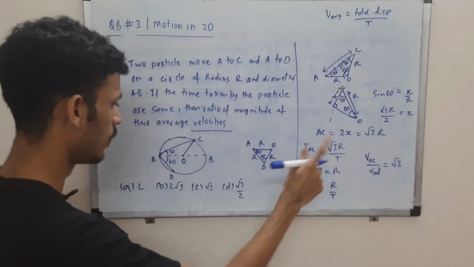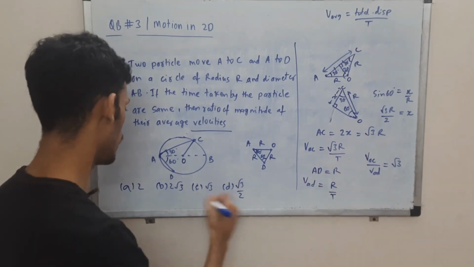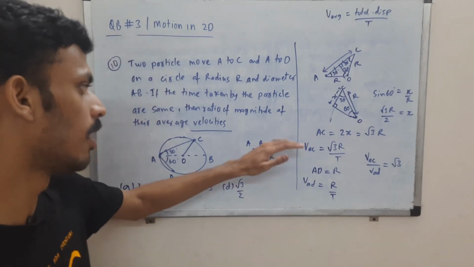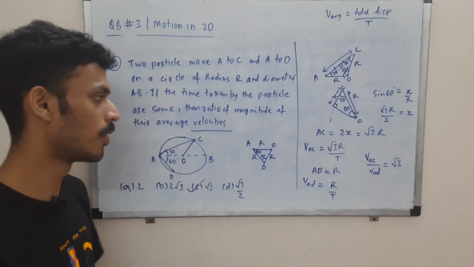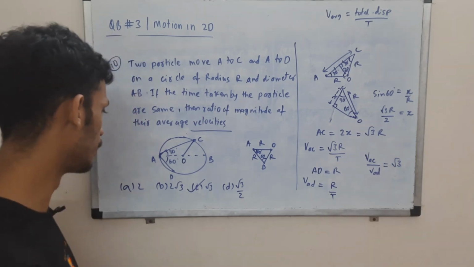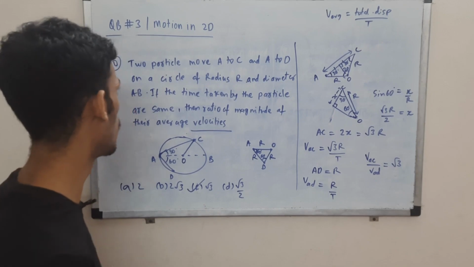If you see, 1 by root 3 is not present, so if you had taken the ratio the other way around, that won't be present in the options. They are presuming that you take the ratio of this by this. If you don't get the answer, you just take the reverse ratio. So option C is the correct choice over here. Root 3 is your answer.